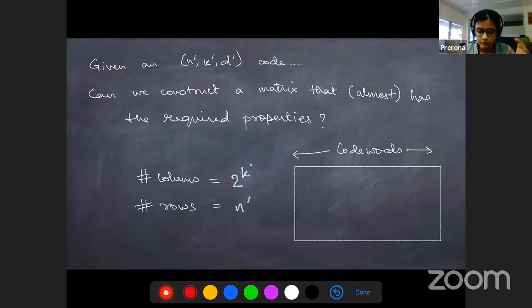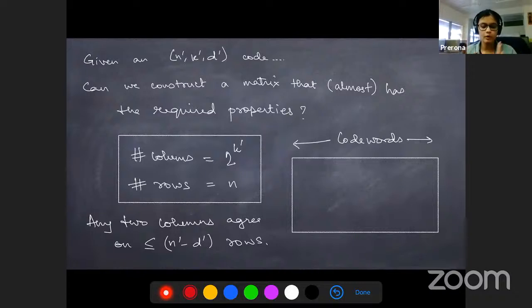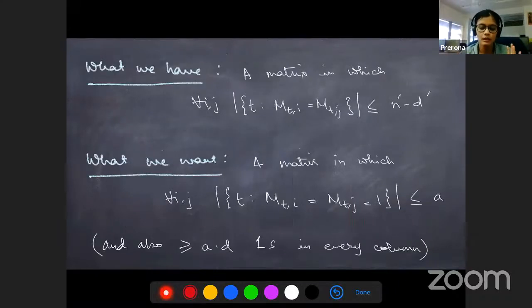Okay. So what have we then got? We have got a matrix which almost has the property that we need. What we know is that if we pick any two columns, the number of rows on which they agree is n prime minus d prime at most. Okay, and this is what we have. And what we need is this. And additionally, we also want that in every column, there should be a lot of ones. That is also not something that codes guarantee us.